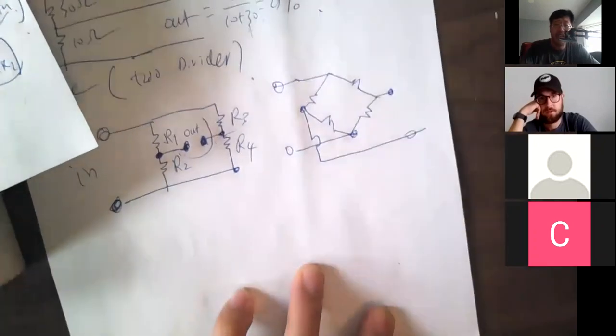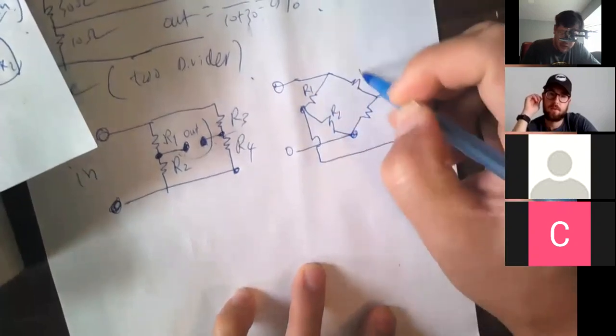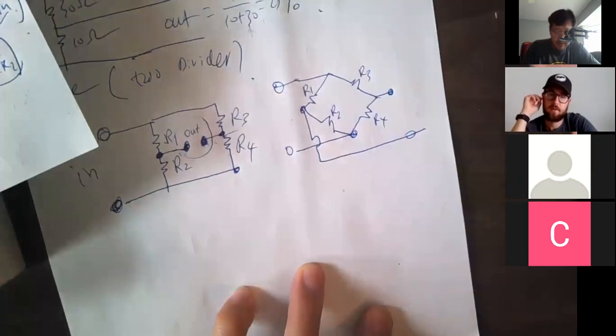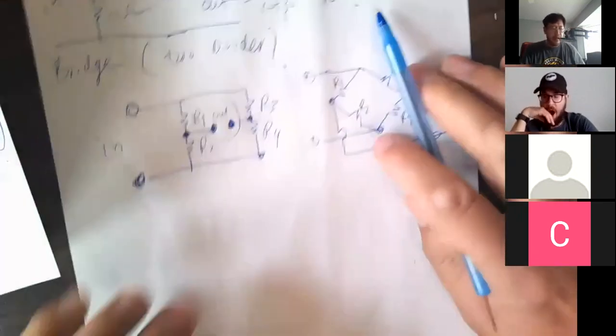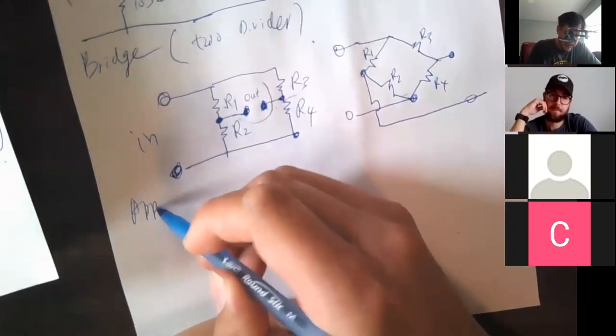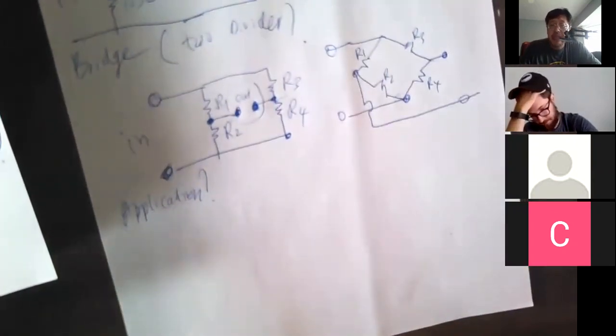These two are identical. R1, R2, R3, R4. So it looks different, but it's exactly the same. So that's a bridge. What are the applications of bridge? Bridge is extremely popular. It has dozens of applications.